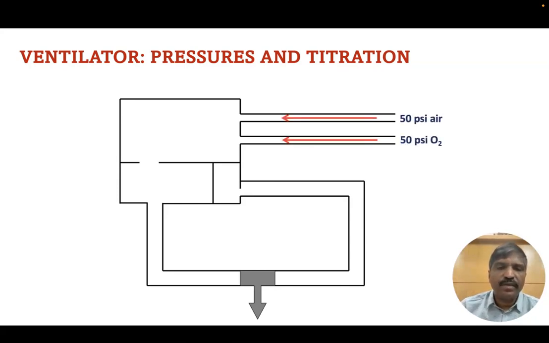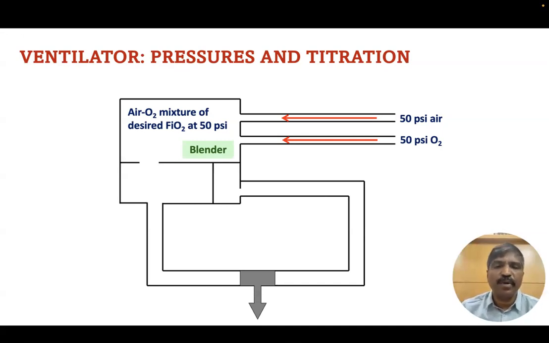The ventilator gets input air and input oxygen. These are compressed air and compressed oxygen, which are delivered into the machine at 50 pounds per square inch. Inside, the air and oxygen reach a chamber where they are mixed proportionately to get the desired FiO2. You have a blender which allows the air and oxygen to reach this high pressure chamber in the appropriate proportions, so the blender decides how much air and oxygen comes into it.